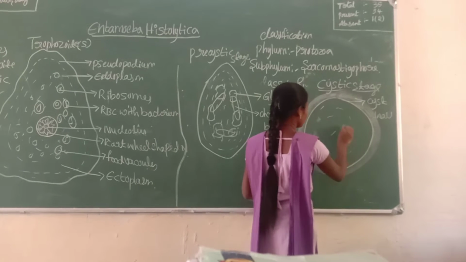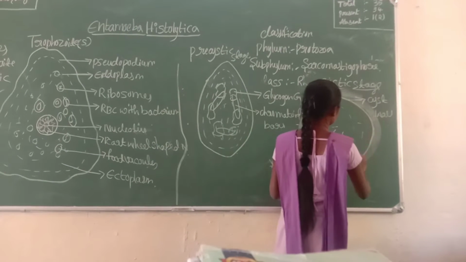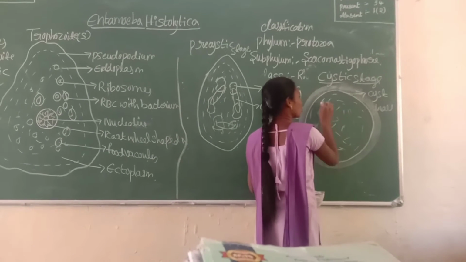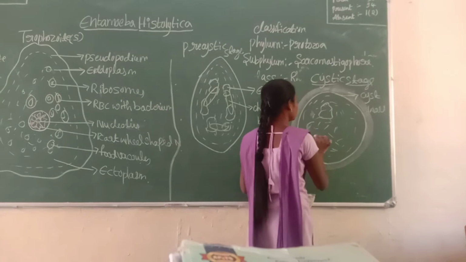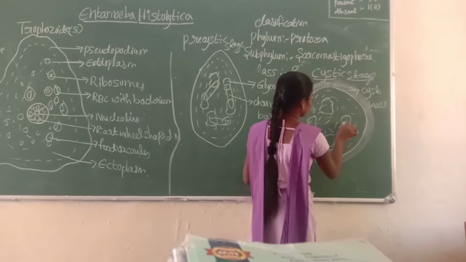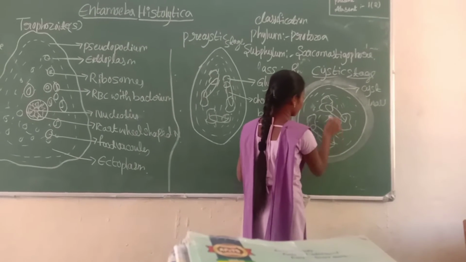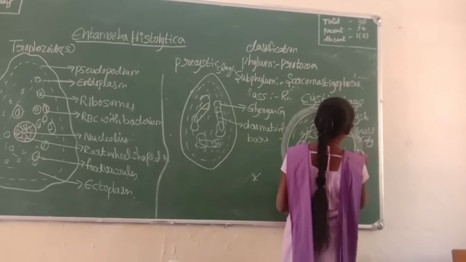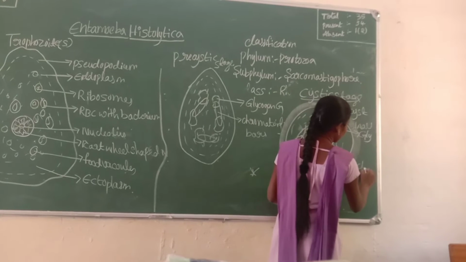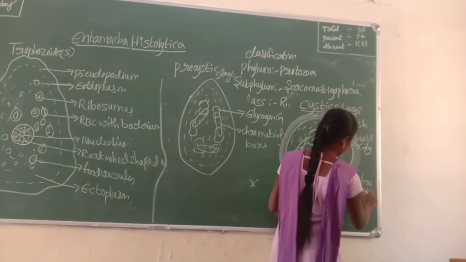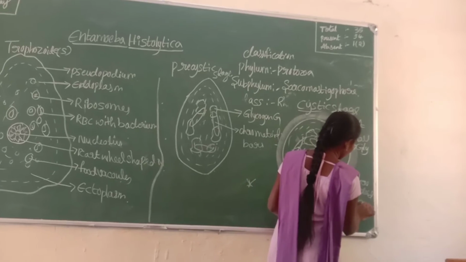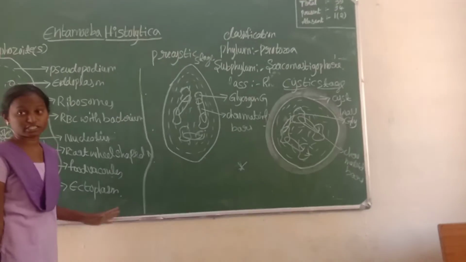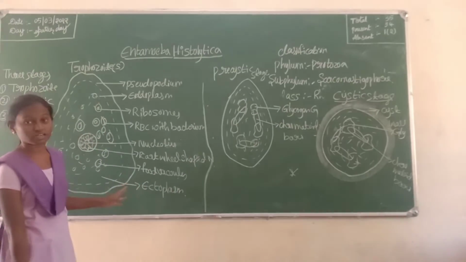Inside the diagram, what is present? Chromatid bars and glycogen granules. These are the glycogen granules. These are the chromatid bars. In these stages, it enters into man through the large intestine.